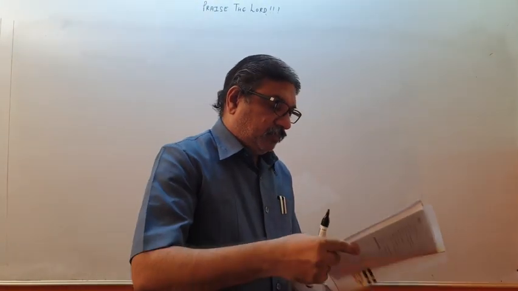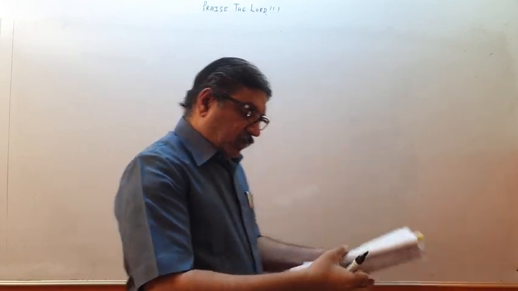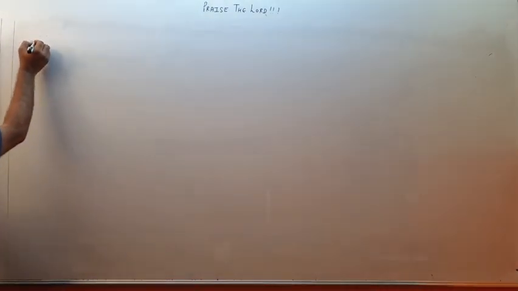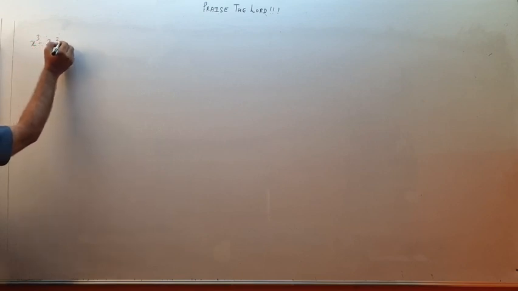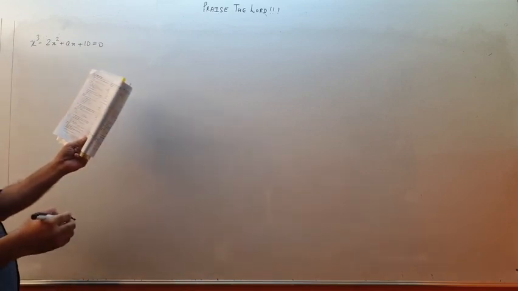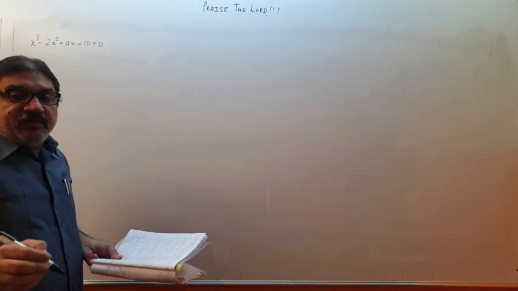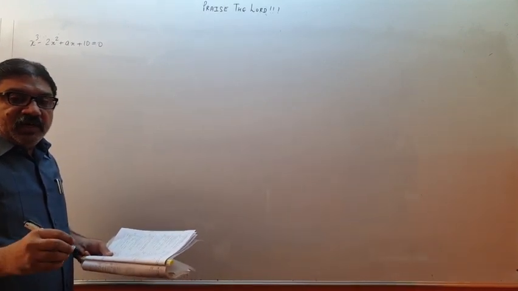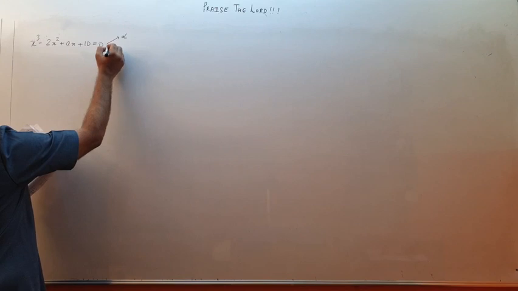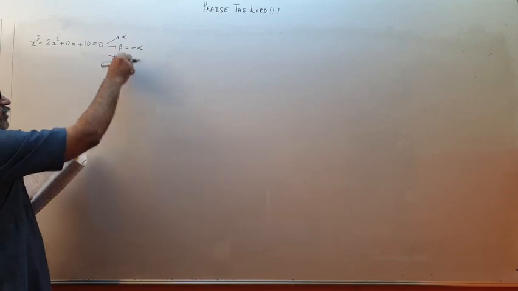Then see children, big equations, this one. We are having an equation like this: x cube minus 2x square plus ax plus 10 equal to 0. Two of its roots are such that they are additive inverse of each other. So if alpha is one root, then beta will be minus alpha. So the roots are alpha, minus alpha, and then gamma.